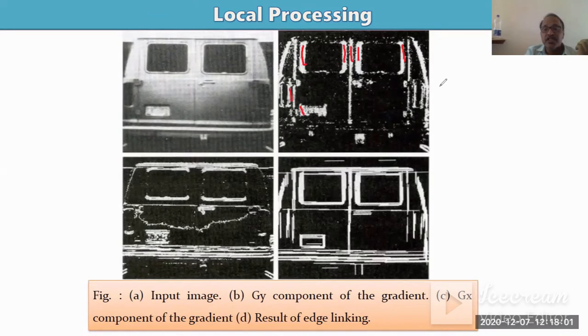Now this is G of y. Now another one we can take is x. So G of x is the component of the gradient in the horizontal direction. So in this image, it can detect the horizontal directions. And when we link this vertical and this horizontal image, we get this final image. We can see here these are the dark shades, so this can clearly identify the rectangles which appear in this image. So this is the linking process.